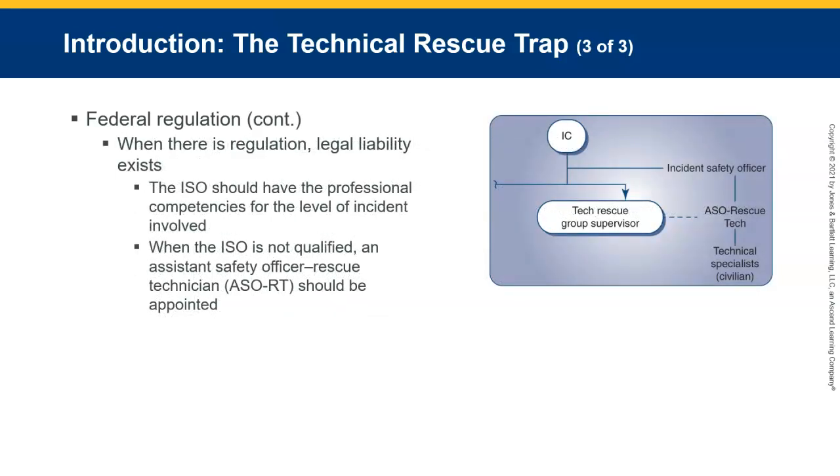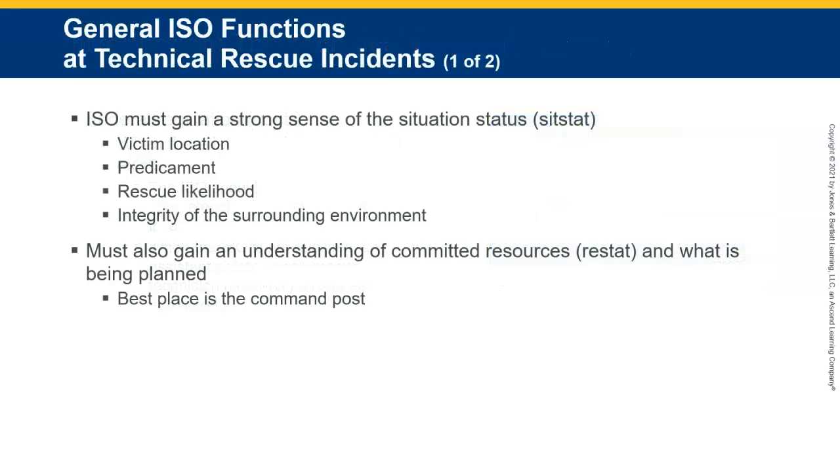Same thing, we talked about the importance of an assistant safety officer. Same rules apply. If that appointed incident safety officer does not have the technician level training or the training level required for mitigation of that incident, they need to appoint an assistant safety officer that does. And in this case, for rescue, it would be ASORT. General function as an ISO.